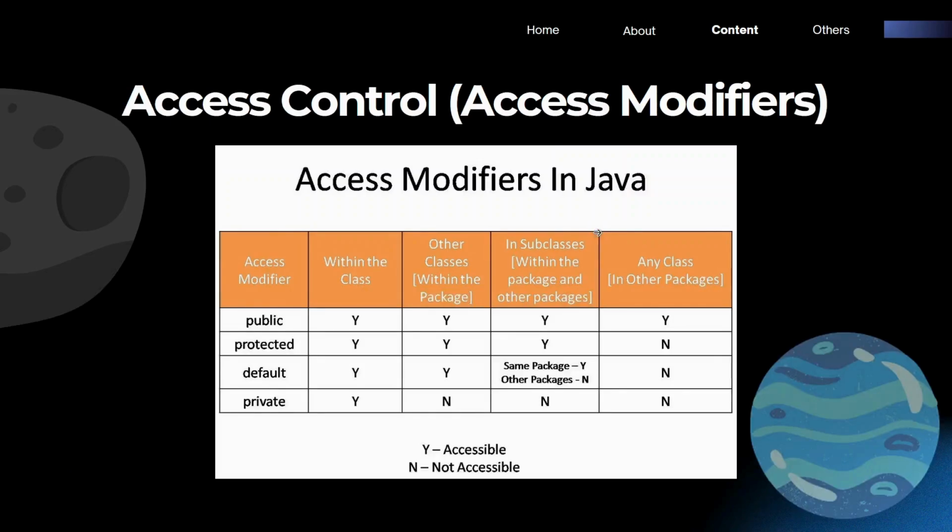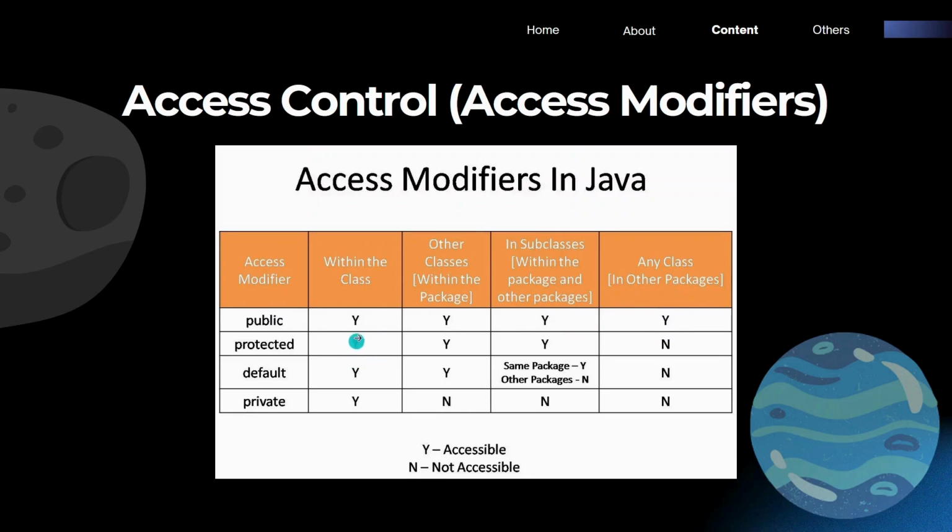Access control or access modifiers. Below you can see the keywords public, protected, default, and private. So the explanation or its accessibility is defined in each column. For example, the public is accessible within the class, other classes within the package, in subclasses within the package, in other packages, and any class in other packages.